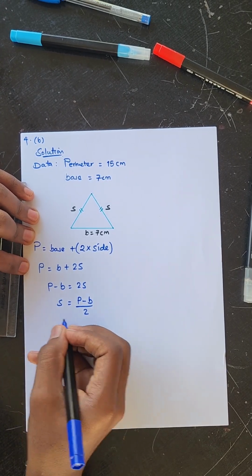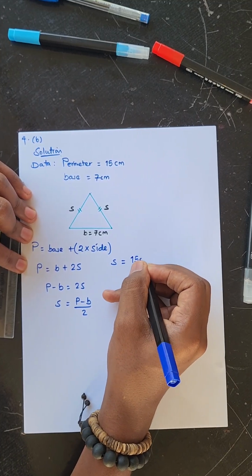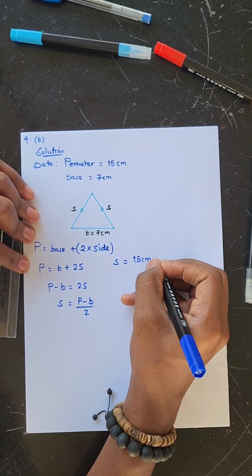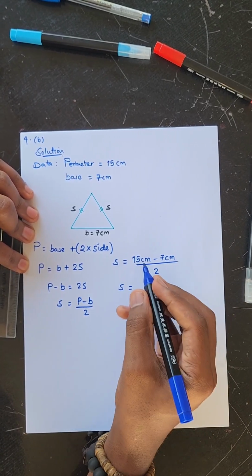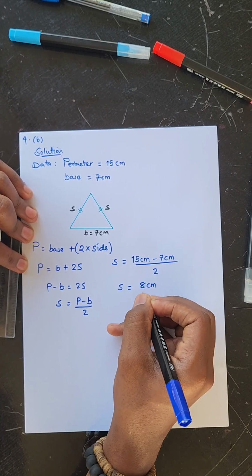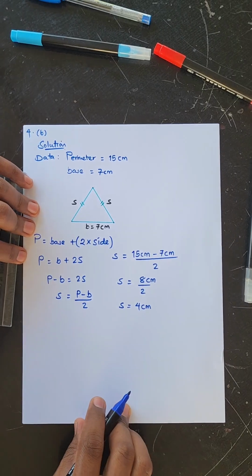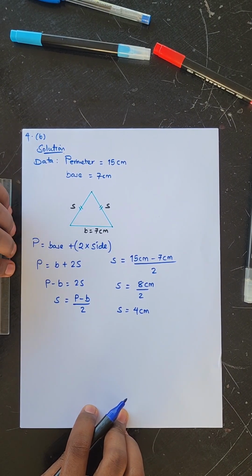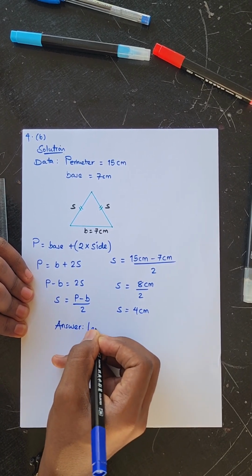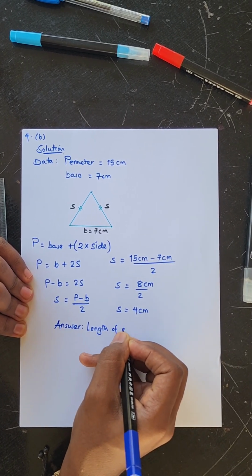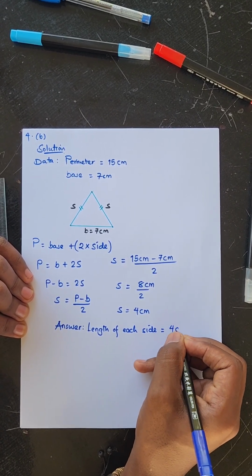Okay, so S, we're calculating for one side. S equals, what is P? P is 15 centimeters. What is B? B is 7 centimeters, divided by 2. So S equals 15 minus 7 is 8 centimeters, divided by 2. S equals 4 centimeters. So answer: length of each side equals 4 centimeters.